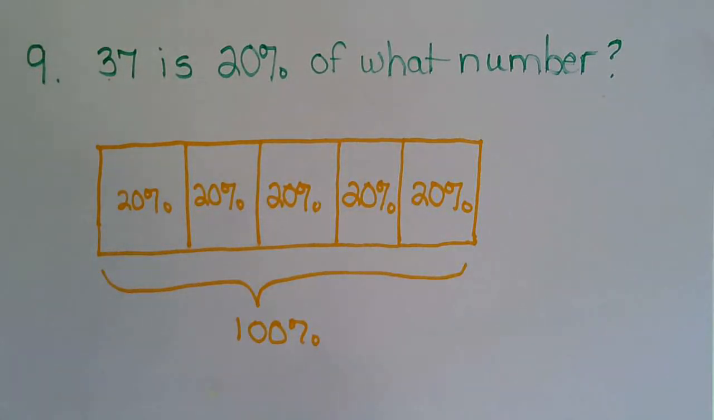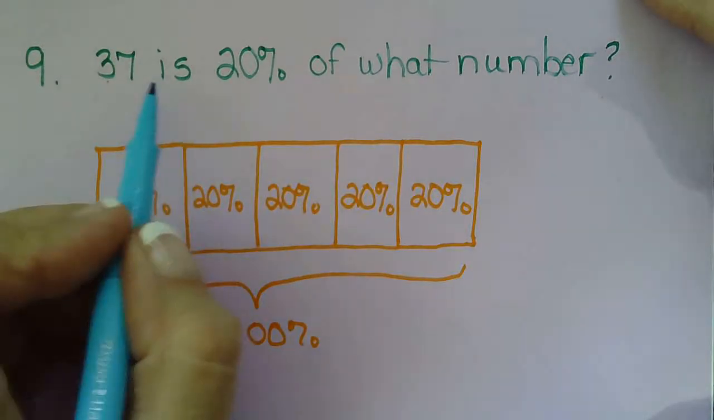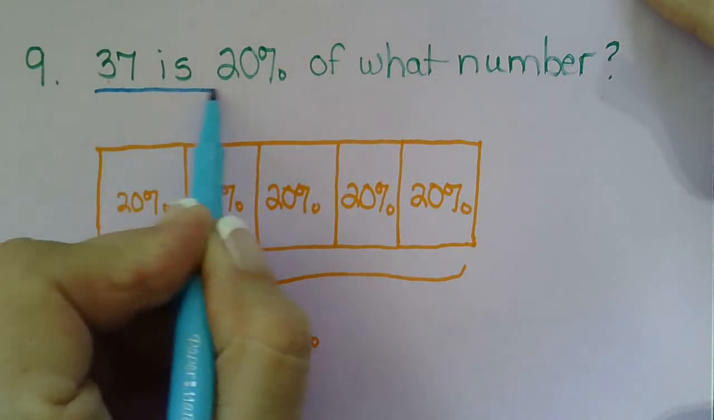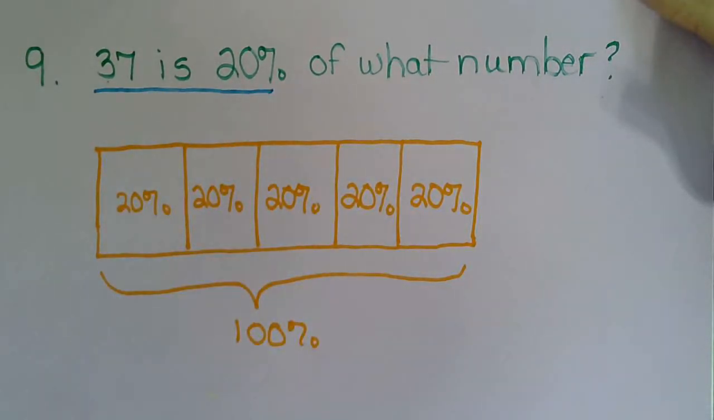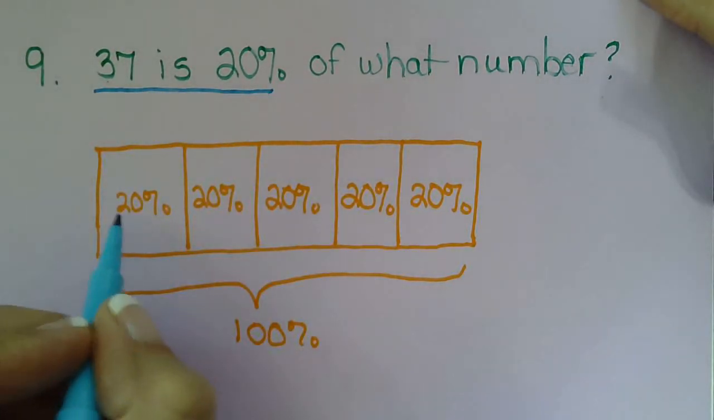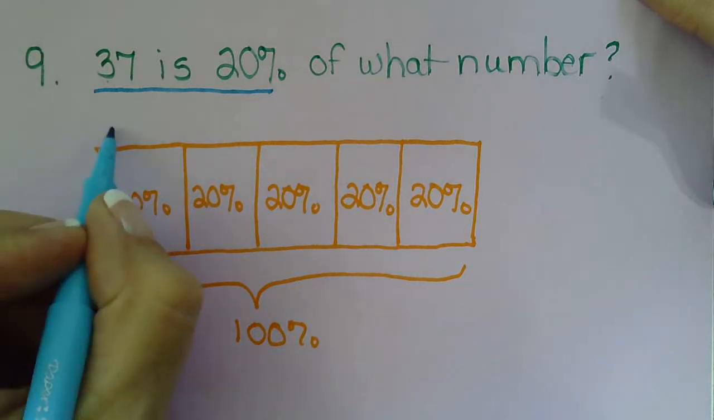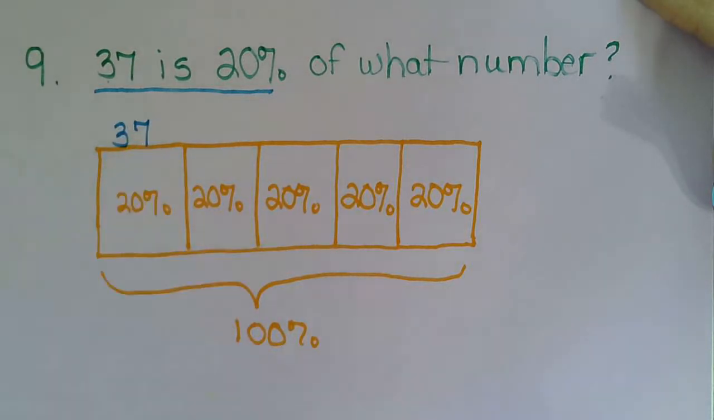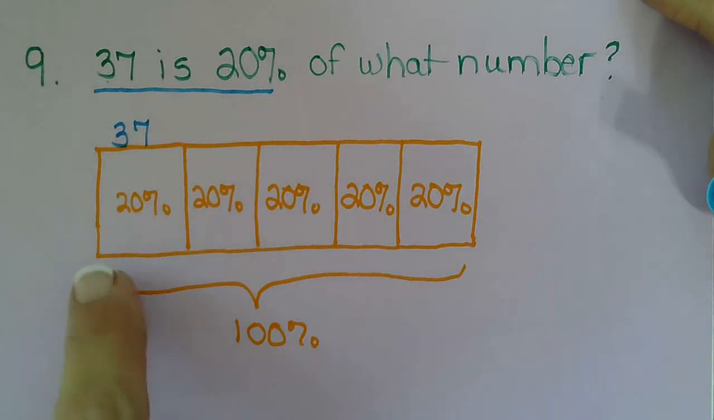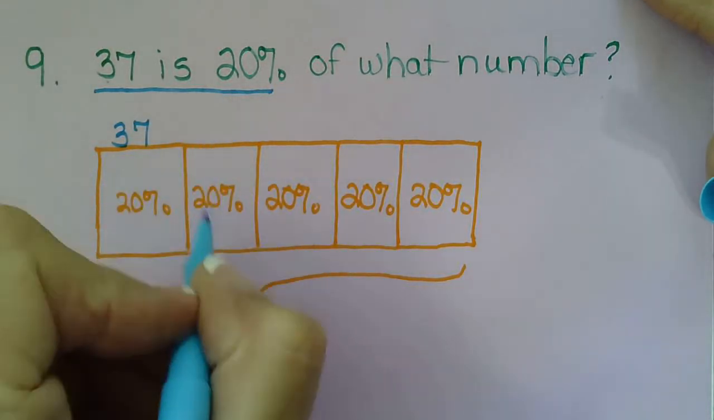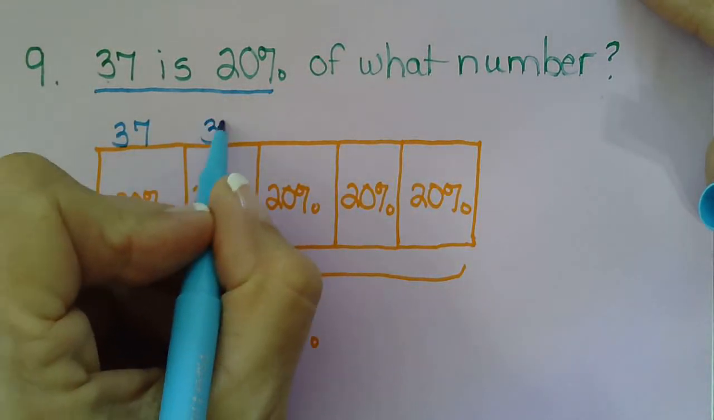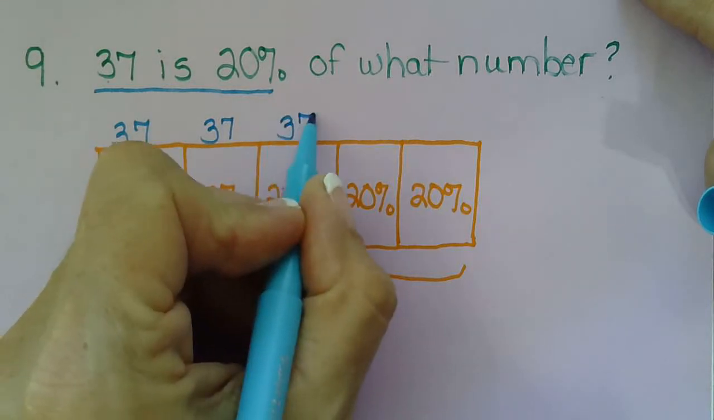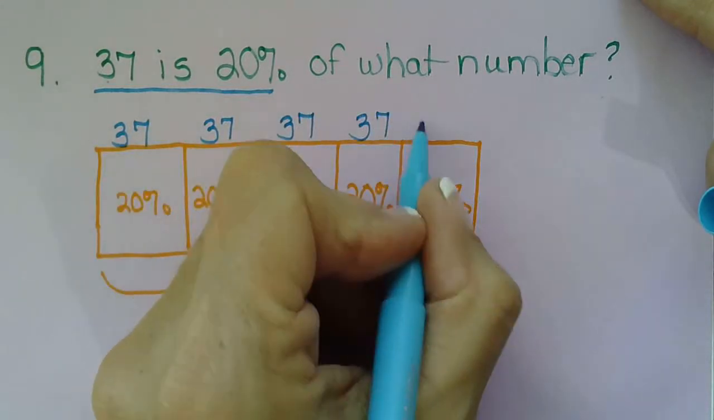So now I have 37 is 20%. And a lot of students overlook that, read it too fast. It's saying 37 is 20%. So that means this box is worth 37. So now do you see how I can easily tell what the whole box is worth? Well, if that 20% is 37, so is this, and so is this, and so is this, and so is this.